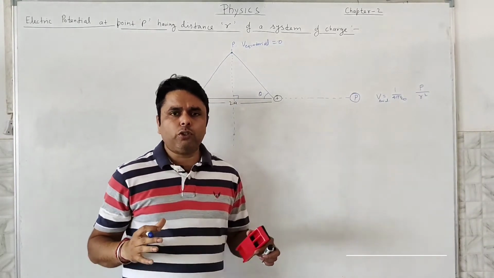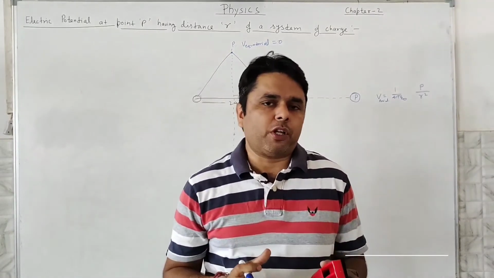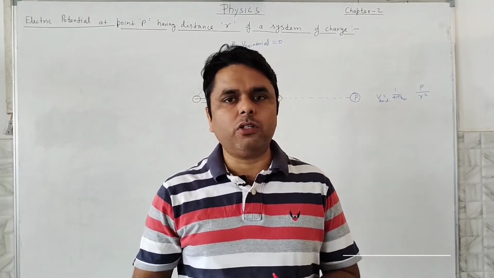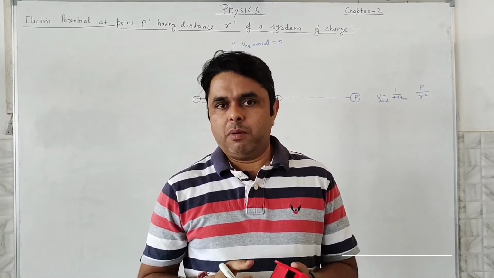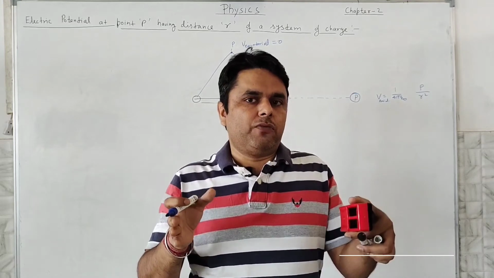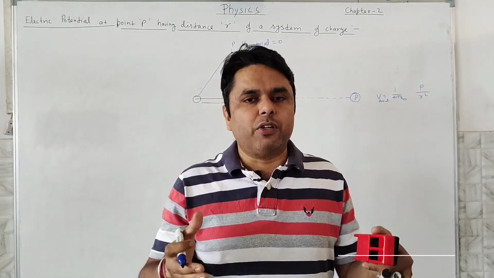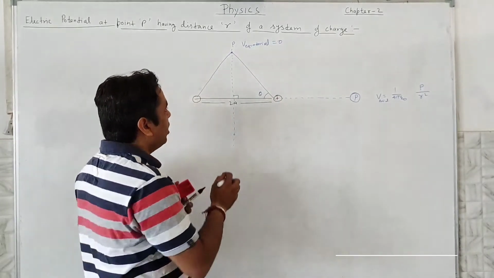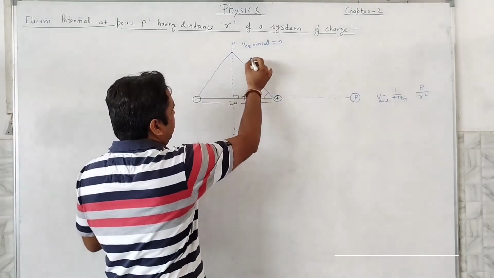So in the first case the potential has the formula V is equal to 1 upon 4 pi epsilon naught P upon R square. But whenever the point is at the equatorial point, that is, at equal distance from each of the charges, then the resultant potential is 0. In this case we can say that the work done over this point is 0.